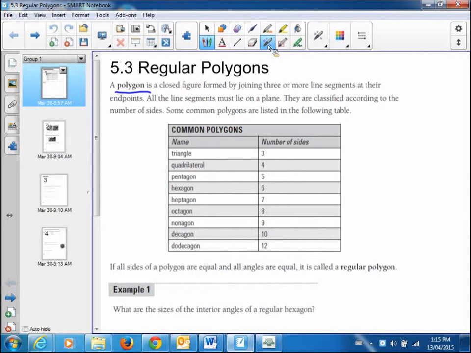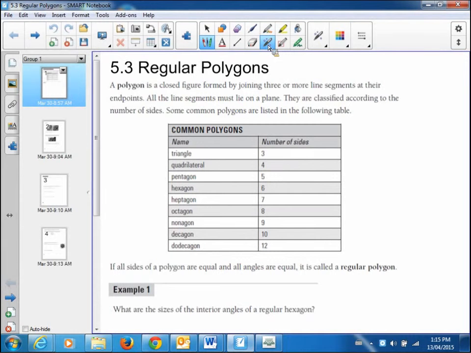Poly means many sides. It's a closed figure formed by joining three or more segments at their endpoints. All must lie on a plane. That means they must be flat. It's not a three-dimensional object. It has to be flat.